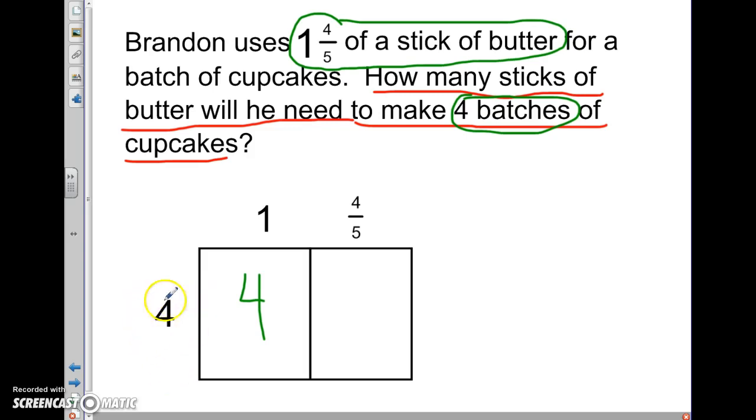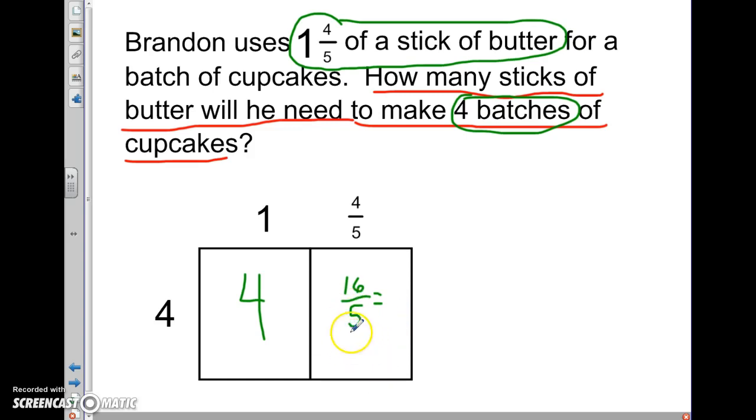Remember that we're going to take this whole number and multiply it times the numerator, because 4 is the same as 4 over 1. So 4 times 4 is 16. And remember, 4 is the same as 4 over 1. So 1 times 5 is 5. So it is the same as 4 and 16 fifths. However, 16/5 is an improper fraction, so it'll be a lot easier to work with if we change this into a mixed number. So what would 16/5 be as a mixed number?